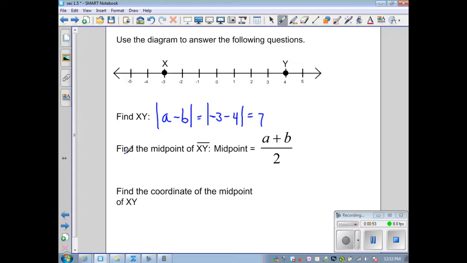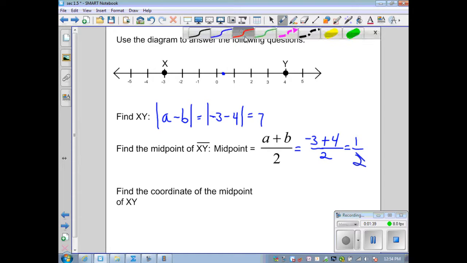Now what we want to do is determine the midpoint of segment xy. This is the formula to determine the coordinate of the midpoint of segment xy. It is the coordinate of A plus the coordinate of B divided by 2. Here, A represents the coordinate of x, which is a negative 3, plus B, which is the coordinate of y, which is 4. Then I just divide that by 2. Negative 3 plus 4 is 1 over 2. Therefore, the coordinate of the midpoint for segment XY is going to be 1/2.